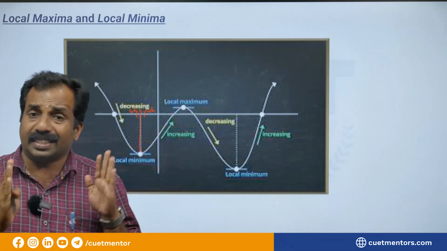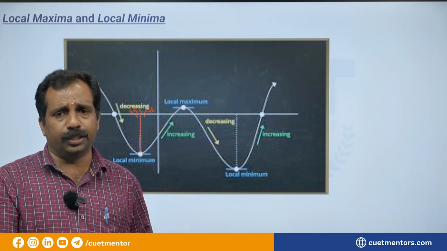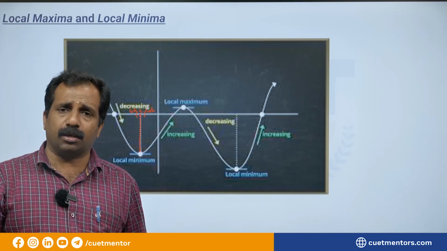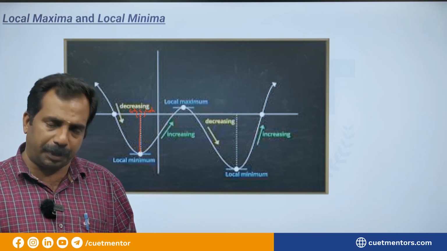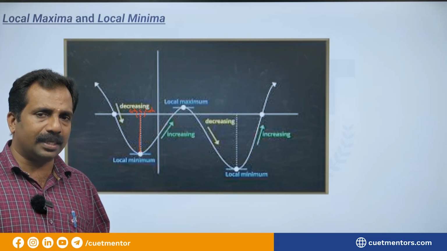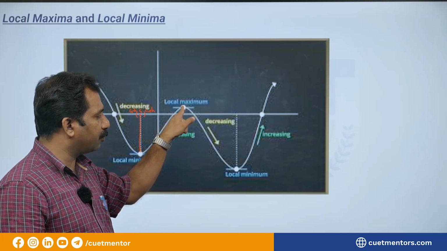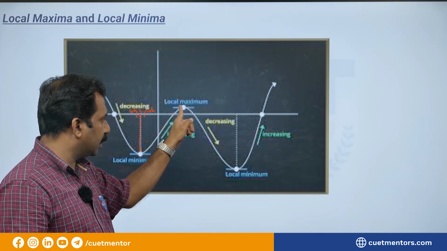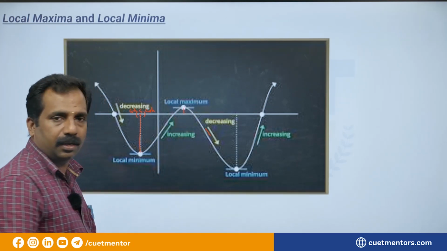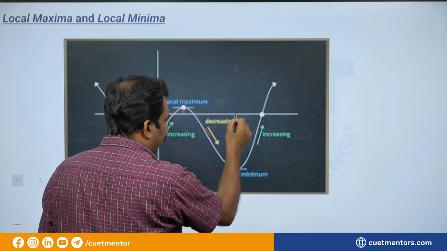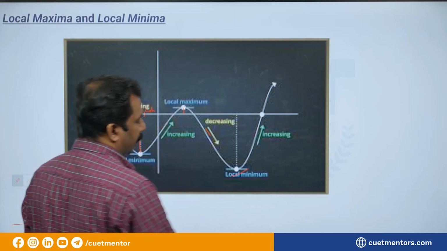Or we can say that where the graph changes from increasing to decreasing or decreasing to increasing, that point is called the point of local maximum or local minimum. This is the geometric interpretation of local maxima or local minima. Here the local maximum value is this one, because the function is increasing and at this point the function is going to decrease. This point is called local maxima. If the function is decreasing and at a particular point it is going to increase, then we get a local minima there.